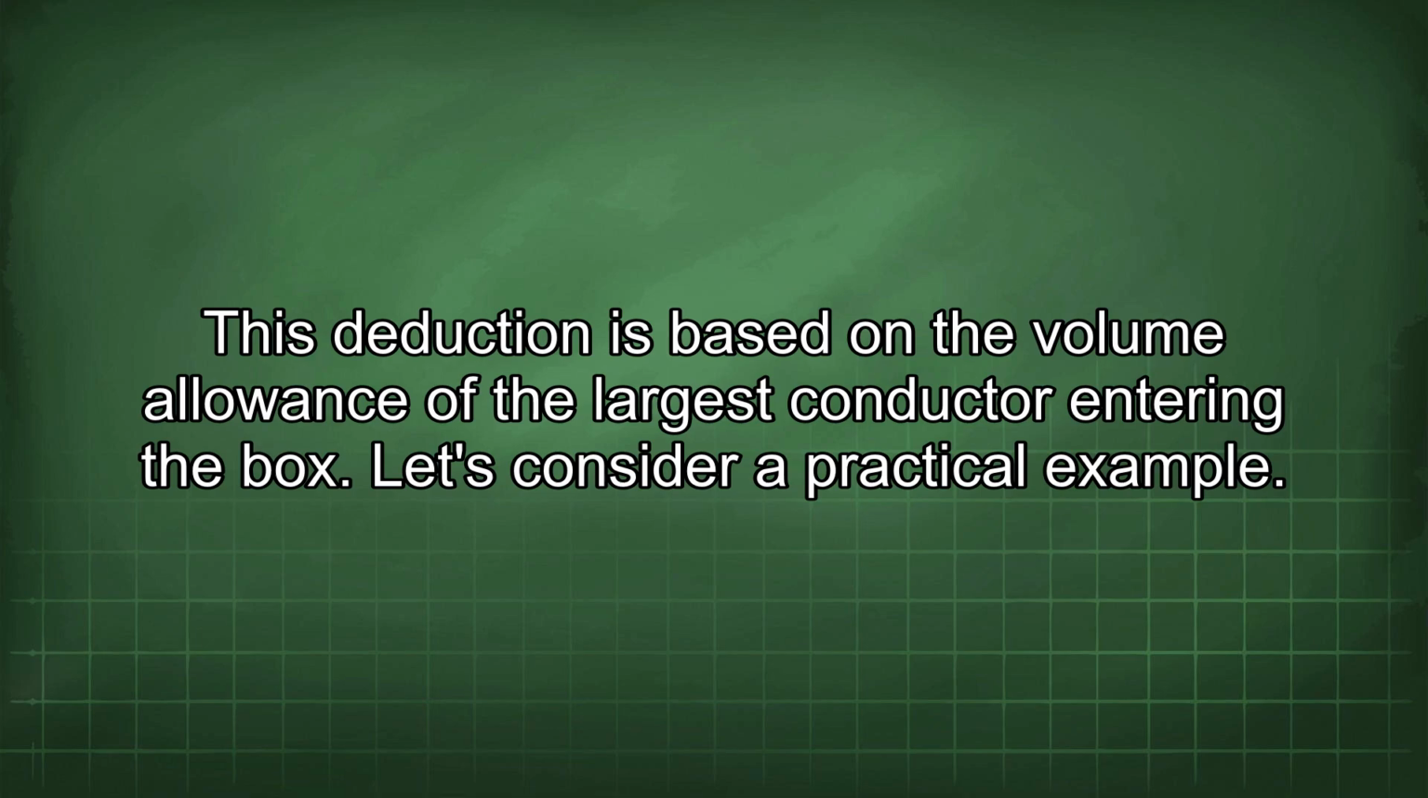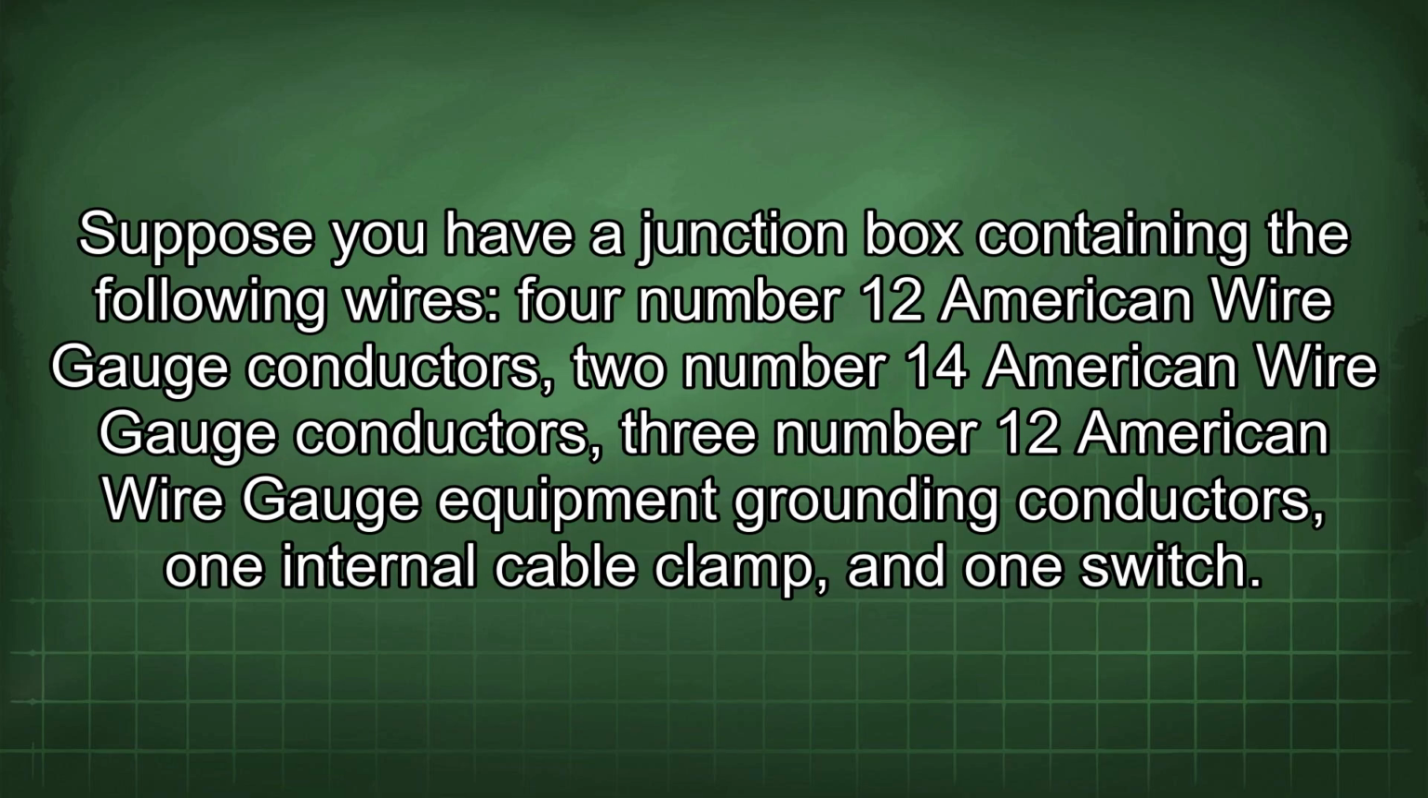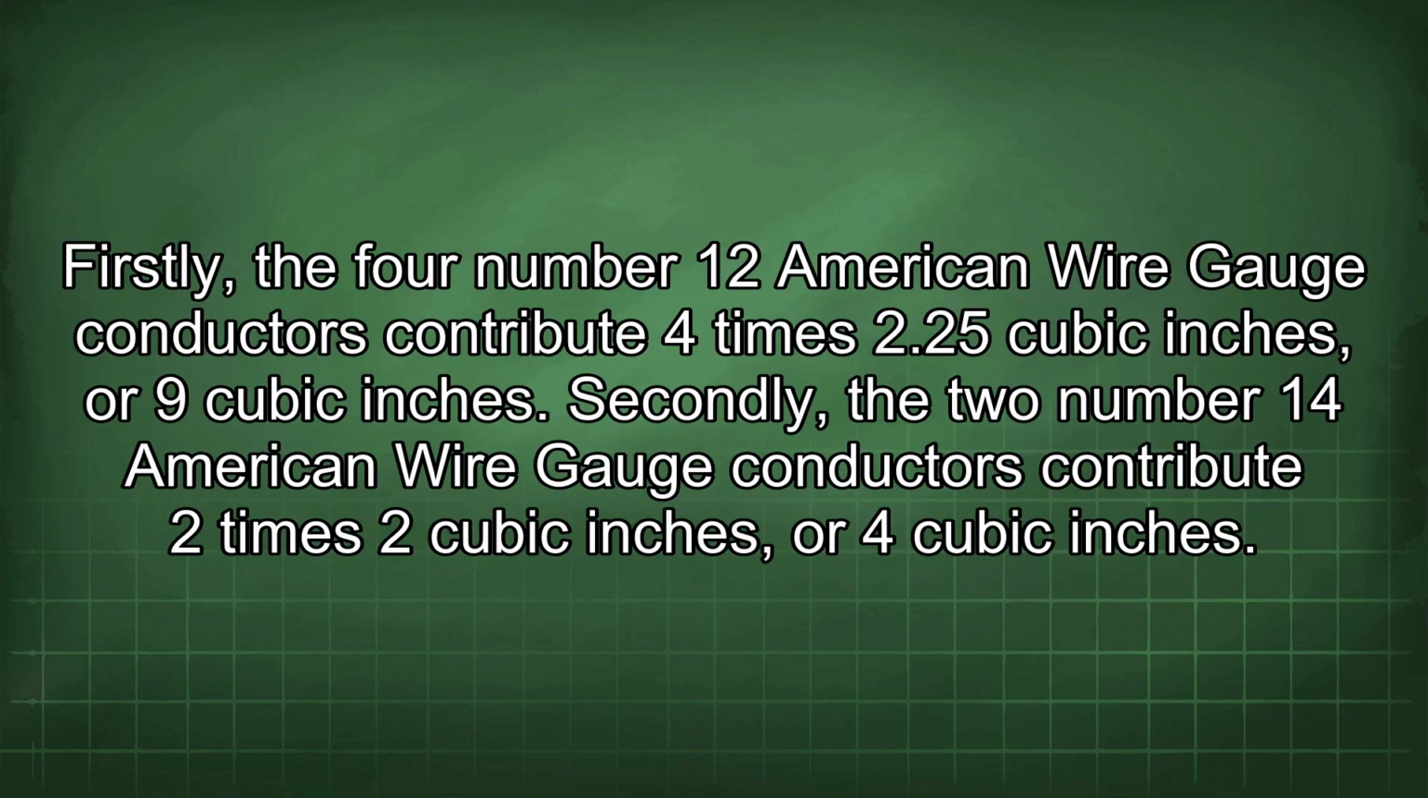Let's consider a practical example. Suppose you have a junction box containing the following wires: 4 number 12 American wire gauge conductors, 2 number 14 American wire gauge conductors, 3 number 12 American wire gauge equipment grounding conductors, 1 internal cable clamp, and 1 switch. Firstly, the 4 number 12 American wire gauge conductors contribute 4 times 2.25 cubic inches, or 9 cubic inches. Secondly, the 2 number 14 American wire gauge conductors contribute 2 times 2 cubic inches, or 4 cubic inches.